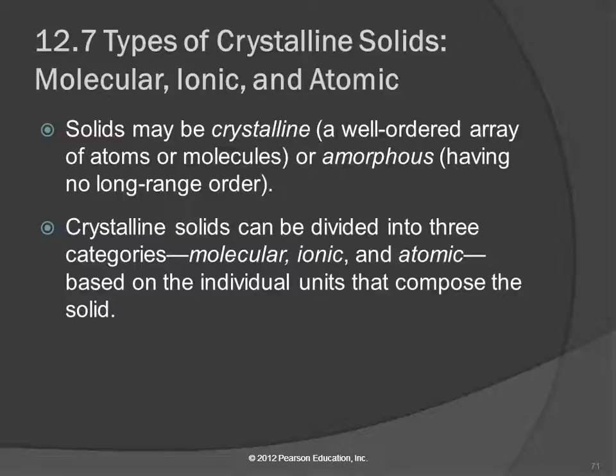A crystalline solid has a pattern to how its atoms or molecules are arranged. An amorphous solid has no pattern like that. Amorphous means without shape, so shapeless. So that's the big categories, crystalline and amorphous. The crystalline solids then can be divided into three different categories, and these are based on what the individual units are that compose that solid.